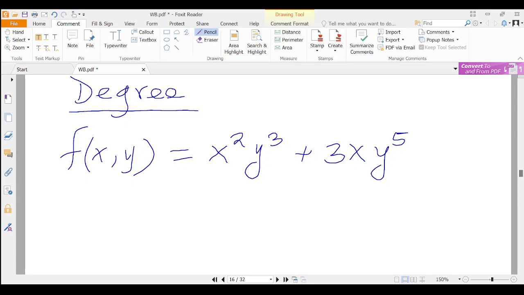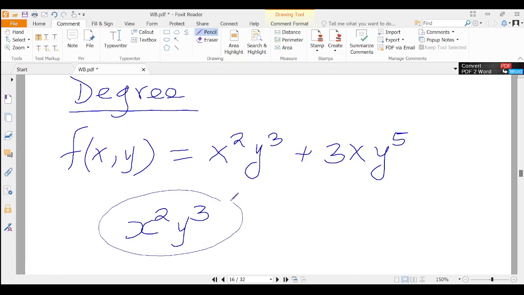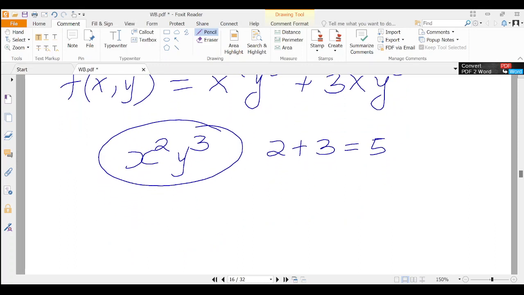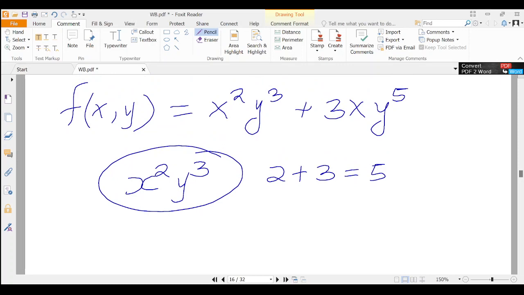Now we define the degree of a given term as the sum of powers of x and y in that term. So for example, if we consider the first term here, which is x squared times y raised to the power of 3, then if we want to know the degree of this term, we add the powers of x and y in this term. The power of x is 2, the power of y is 3, so we add, and we get a value of 5. In this case, we say that the degree of this term is 5.